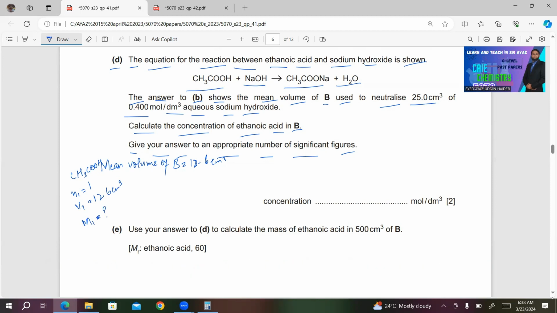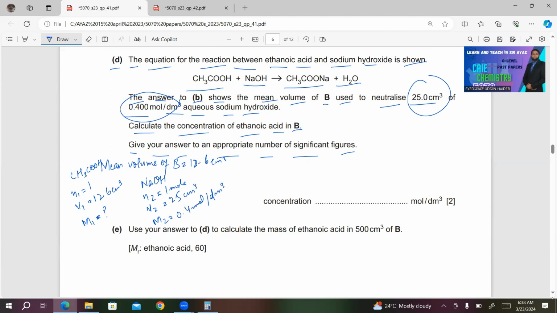For sodium hydroxide, the reacting moles is also 1. I'm using N2 for sodium hydroxide, so I will write 1 mole for N2. What about the volume of sodium hydroxide? It's also provided. You can see it's 25 centimeter cube, so I will write 25 centimeter cube. M2 is also provided, which is 0.4 mole per dm cube, so you'll write 0.4 mole per dm cube.